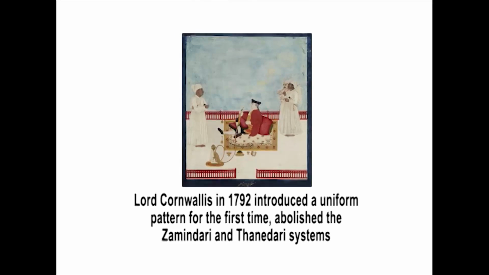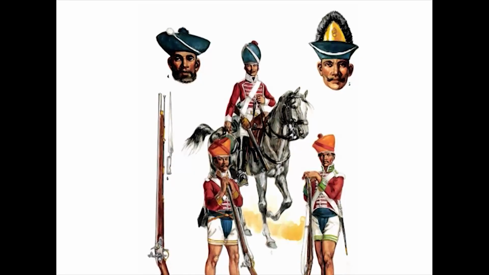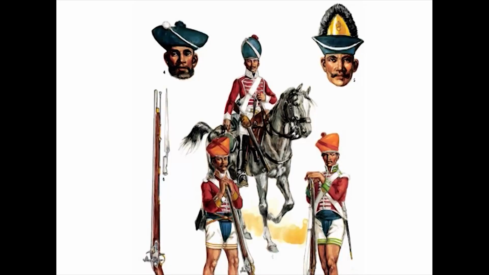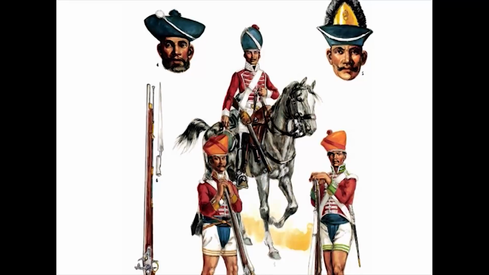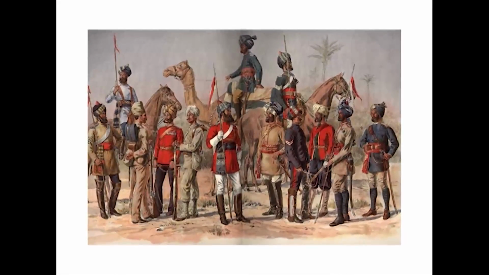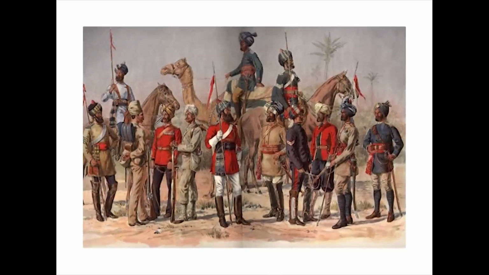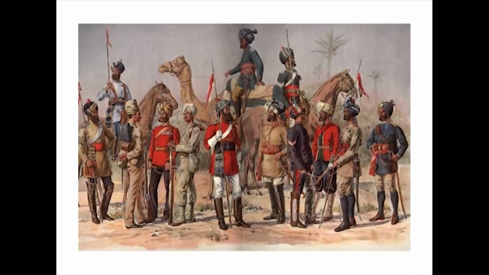Lord Cornwallis in 1792 introduced a uniform pattern for the first time, abolished the zamindari and thanedari system and organized a separate police force under a district magistrate in Bengal. The districts were now divided into police station jurisdictions and the Daroga was appointed by the government in each of these police stations with an establishment including a moharir, a jamadar and 10 barkandazes. The district collectors, in addition to their revenue duties, were made the administrative head of the police organization, an arrangement which still continues to prevail in India except in the areas for which commissioners of police are appointed.